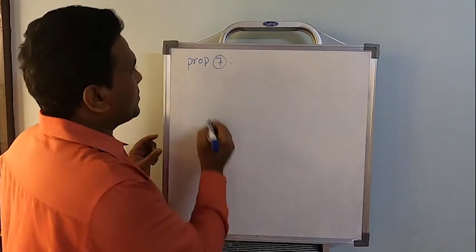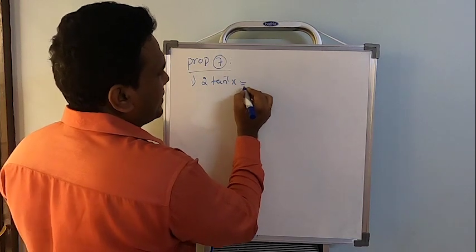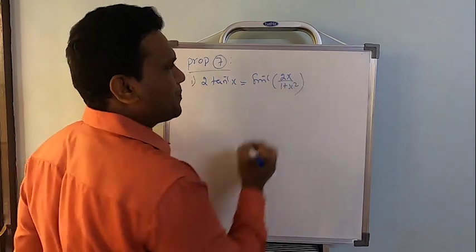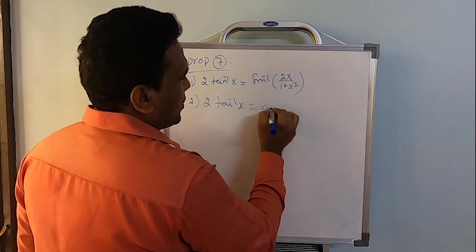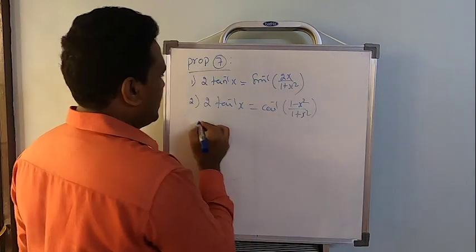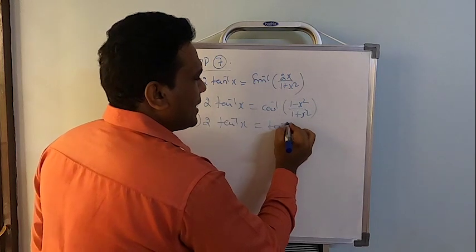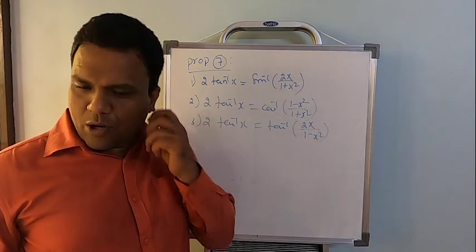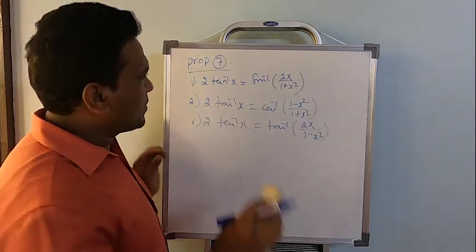Now the statement for property number 7. First one: 2 tan inverse x equals sin inverse of 2x by 1 plus x square. Okay. Now the second one: 2 tan inverse x equals cos inverse of 1 minus x square by 1 plus x square. The next one: 2 tan inverse x equals tan inverse of 2x by 1 minus x square. So these are the three properties which are not there in the EPL and we need to prove them. So let us start from the first one.